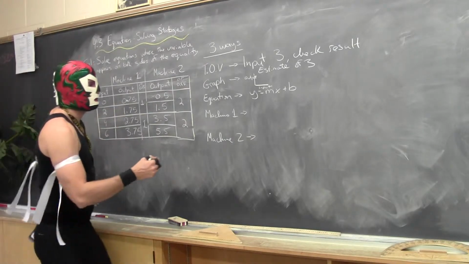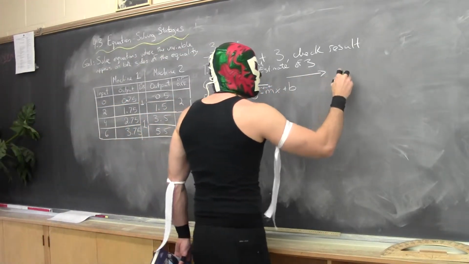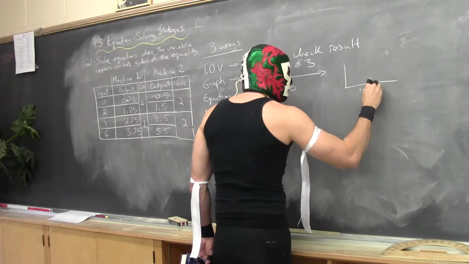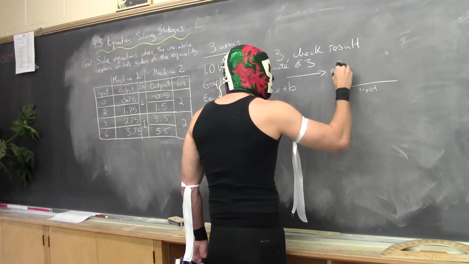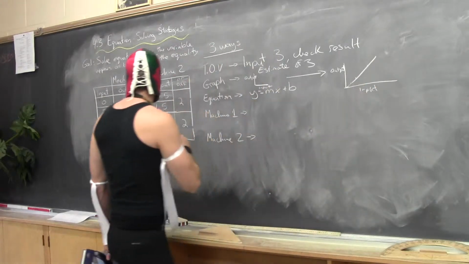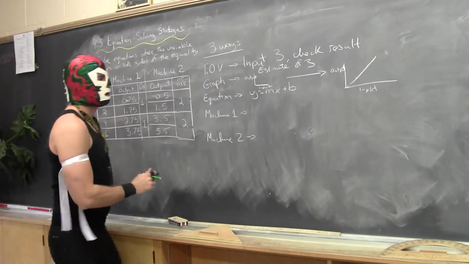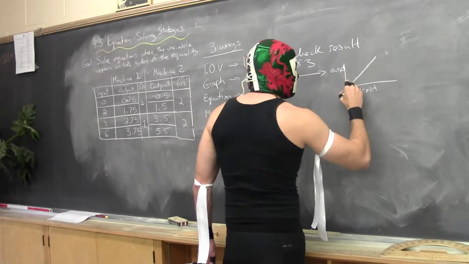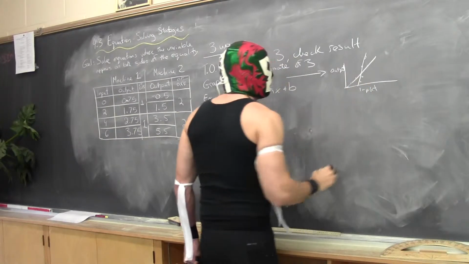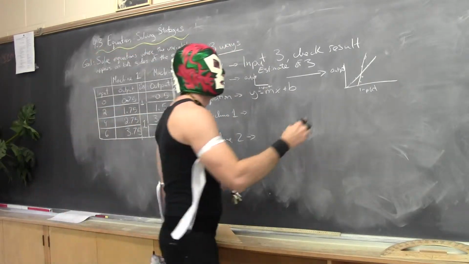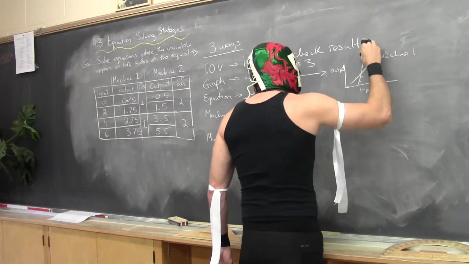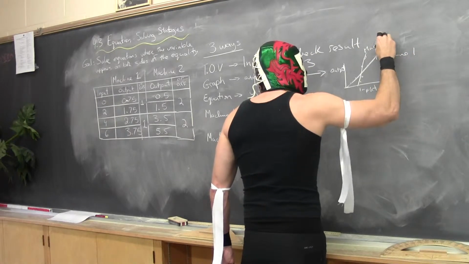So you plot this data twice. Just like you said, you'd have the input here, because it's independent, and the output, which is dependent. Then you plot the points for the first set of data points, and then you plot the points for the second set of data points. Okay, let's say it's that. And this is, let's say, machine 1. And this is machine 2.